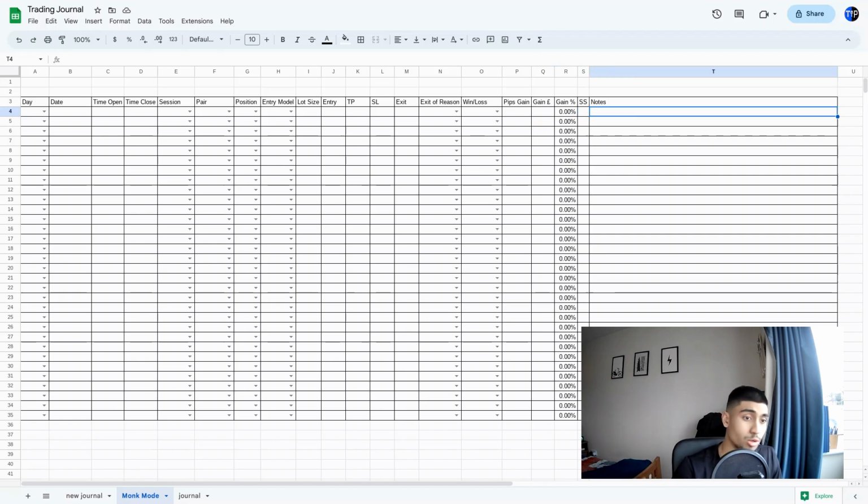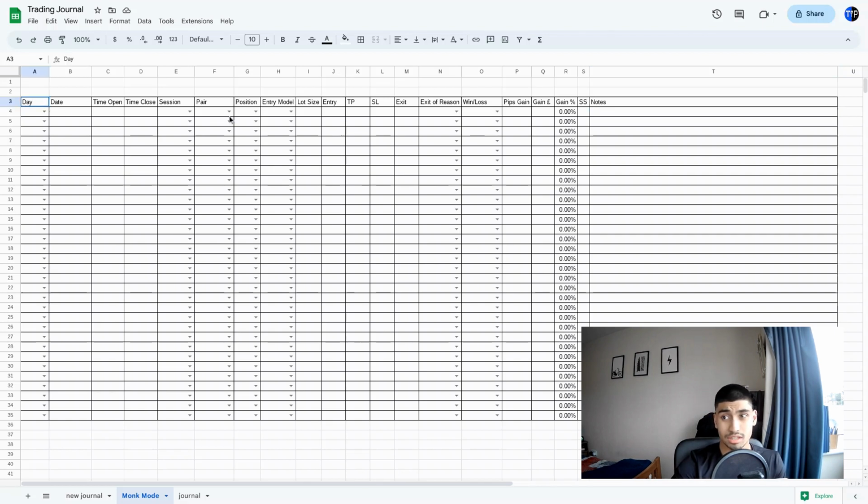And next we've got notes, and notes is important. Everything I put in the notes has to do with my psychology, and essentially what's happening in the market. Like, did price hit a zone that I wasn't aware of? That's why it reversed on me at this point. Stuff like that. That's why I put it in the notes.